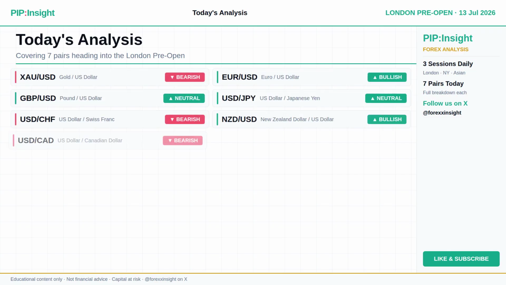Here is today's London pre-open chart analysis. Pairs showing bullish structure: Euro-Dollar, Pound-Dollar, Dollar-Yen, Kiwi-Dollar. Pairs showing bearish structure: Gold-Dollar, Dollar-Swiss, Dollar-Canada. Full chart breakdown for each pair coming up now.